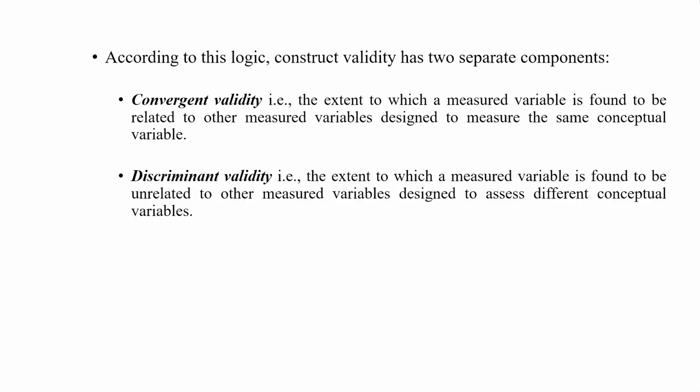The other kind is discriminant validity. What is discriminant validity? The extent to which this measured variable is found to be unrelated. So, for example, if you see that aggression and timidity are on two ends of the same continuum, so technically your items should correlate highly with all other items that are measuring aggression, but should not correlate at all with any item that is measuring timidity. So, that is called discriminant validity.